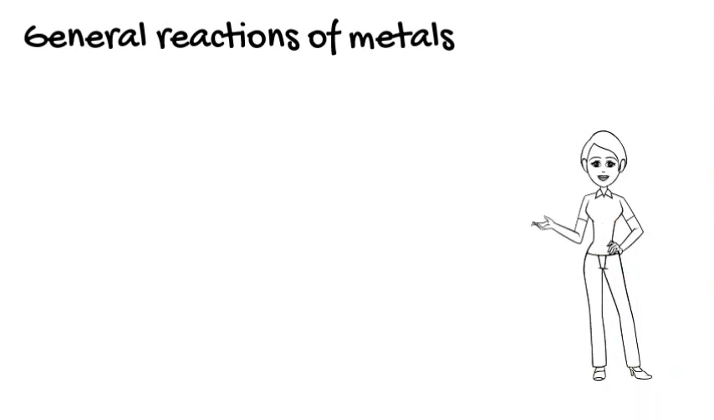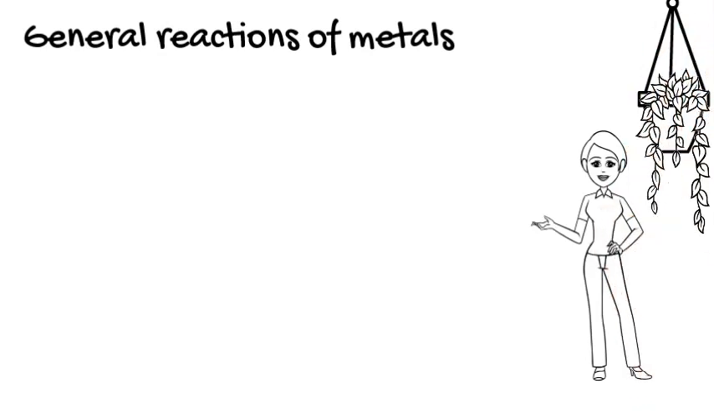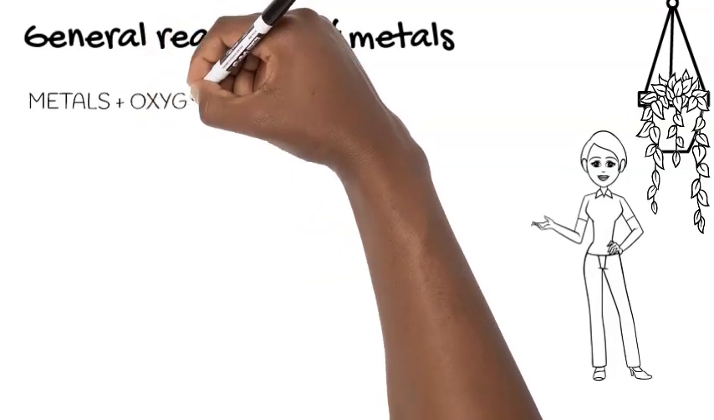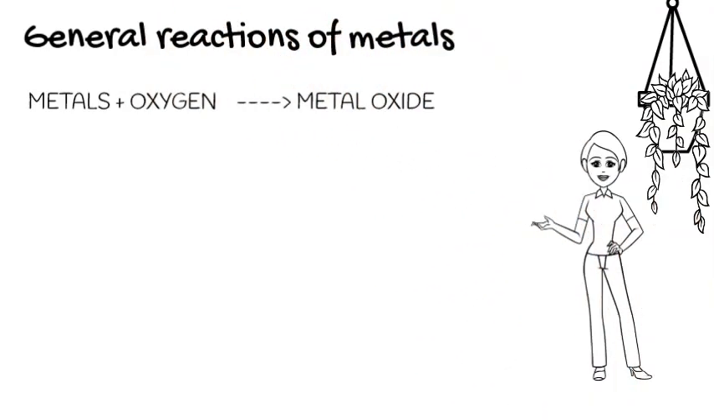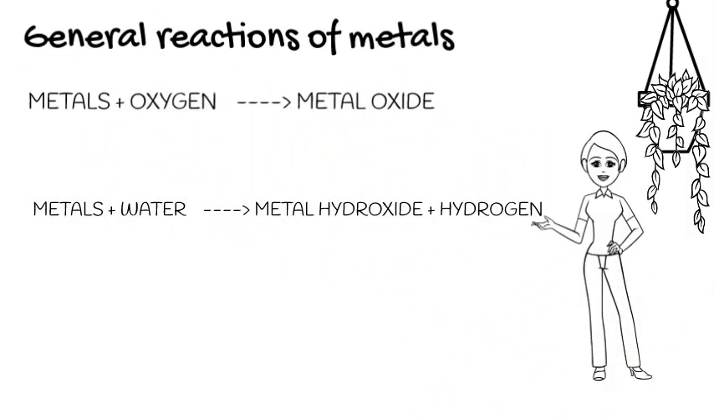But before we look at that, we need to understand the general reactions of metals. We need to be able to memorize them so that we can apply these to whatever metal the exam board gives us. So if we react a metal with oxygen, it's always going to produce a metal oxide. For example, calcium plus oxygen will produce calcium oxide.